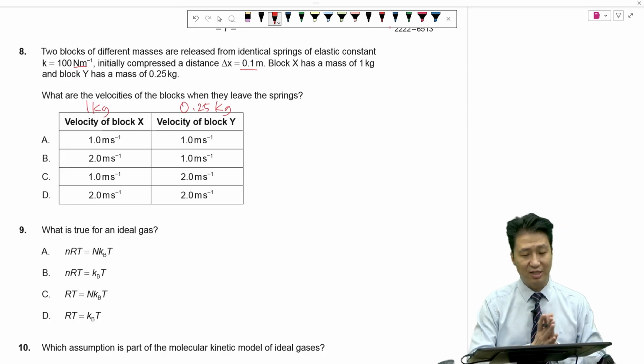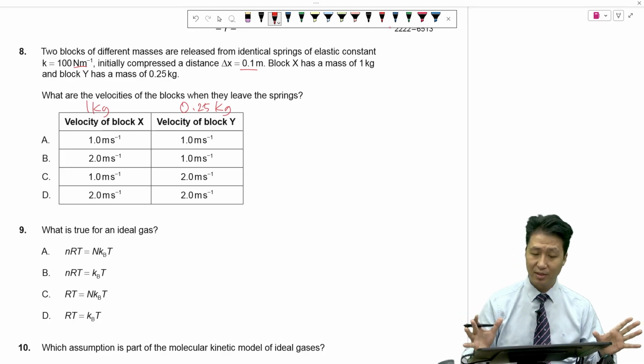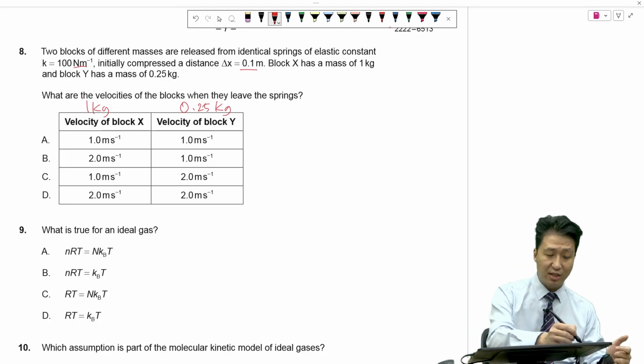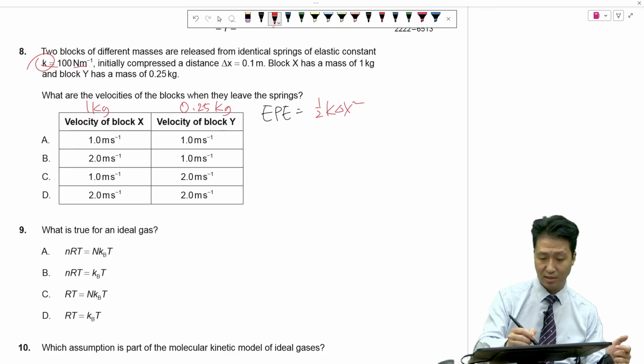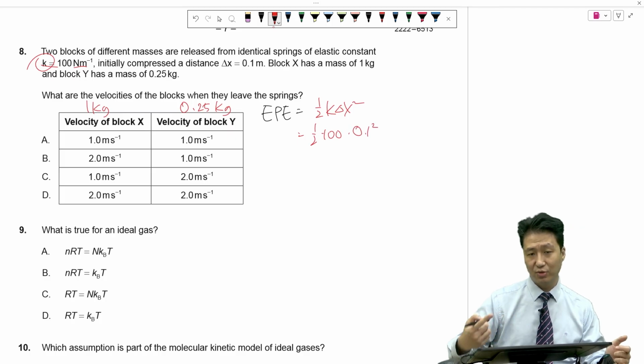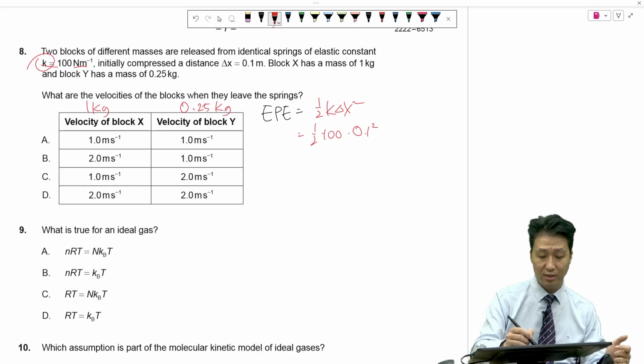Now, these springs are not connected to each other. They're completely separate. They have the same spring constant and same compression or displacement. That means they should have the same amount of energy. The energy stored, or the elastic potential energy, is of course 1/2 kx squared, which is 1/2 times 100 times 0.1 squared. 100 times 0.1 squared is just 1. So let's just put this as 0.5.